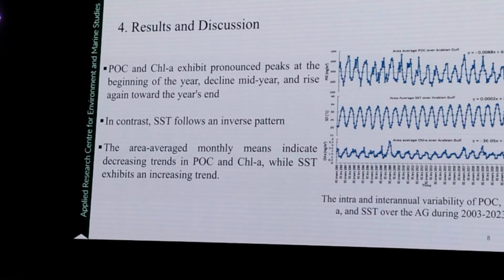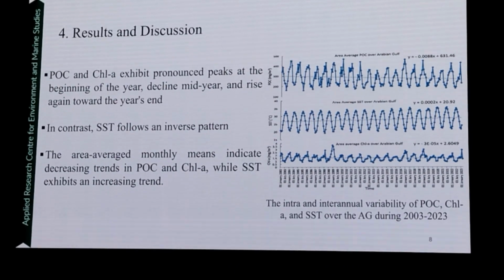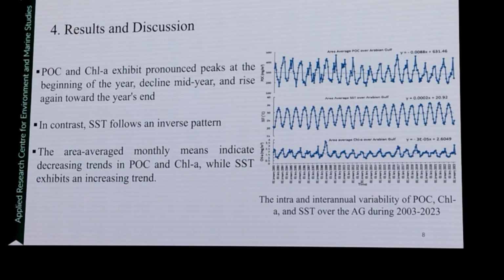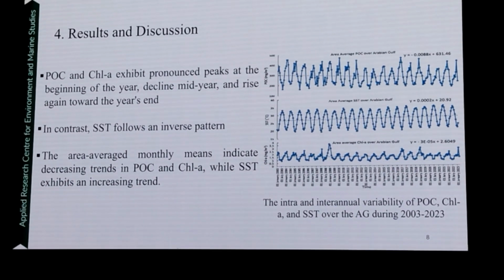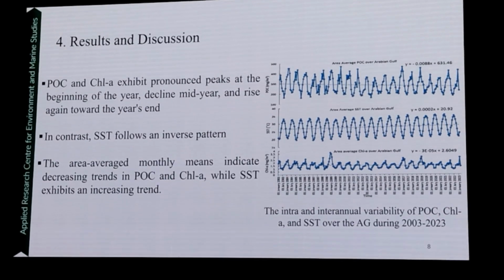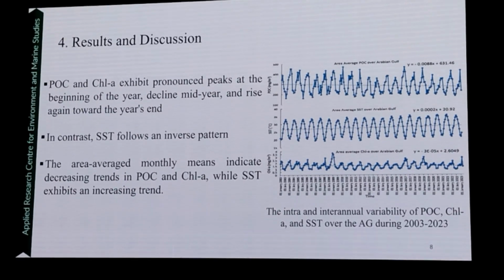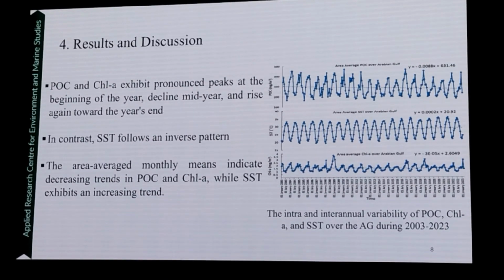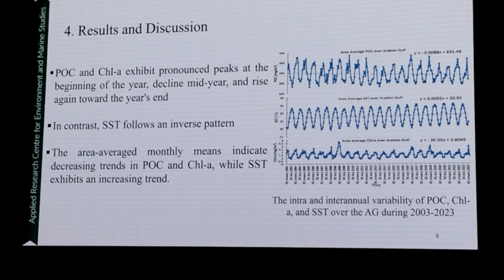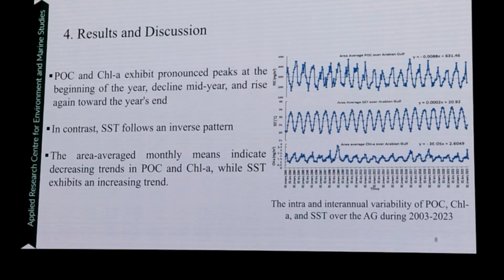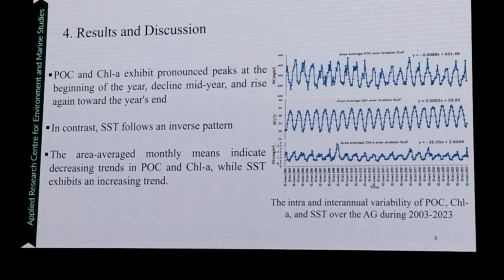Firstly, we would like to present the time series of particulate organic carbon, sea surface temperature, and chlorophyll. Here is a very clear indication that particulate organic carbon is in a declining trend from 2003 to 2023. In the case of chlorophyll, it is also a declining trend. But for sea surface temperature, there is an increasing trend.